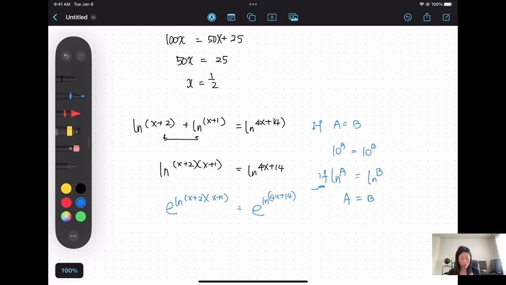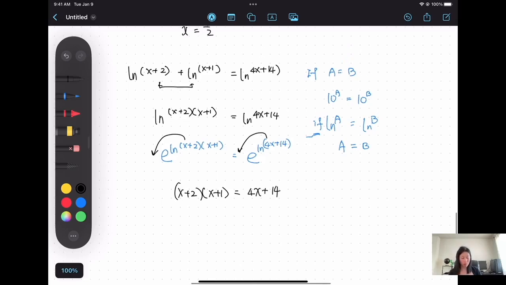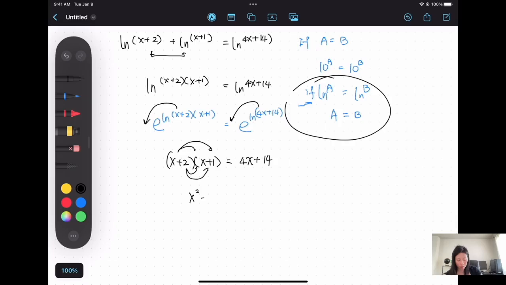Now I can apply the property of logarithm function, which is these I can put in front and they should cancel. So I will have x plus 2 times x plus 1, by the inverse property of a logarithm function. I have 4x plus 14, which is exactly what we have in here. And now we can solve it. First of all, you need to FOIL it. On this side, I have x squared plus 3x plus 2 equals 4x plus 14.